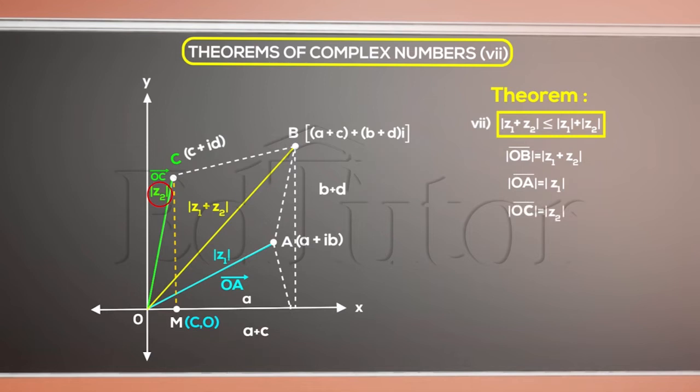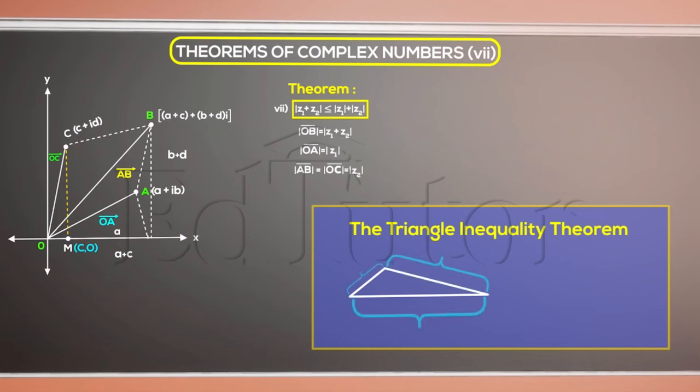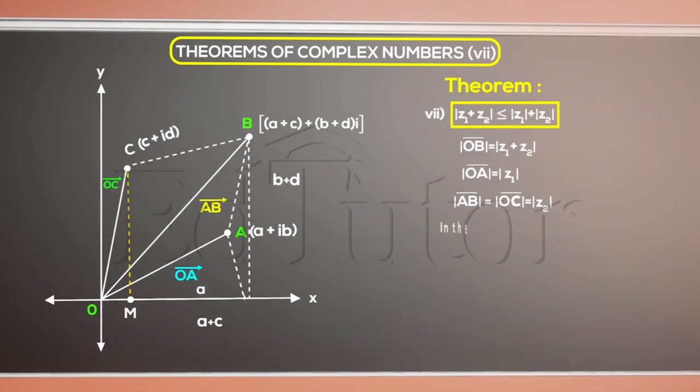Not just that, since vector OC is the same in length as that of vector AB, they both are equal to the modulus of z2. Now, to get to our theorem, let's put all our focus on the triangle OAB. According to the triangle inequality theorem, the sum of the lengths of any two sides of a triangle is greater than the length of the third side. Following that, we state that the sum of these two is greater than the third side OB.